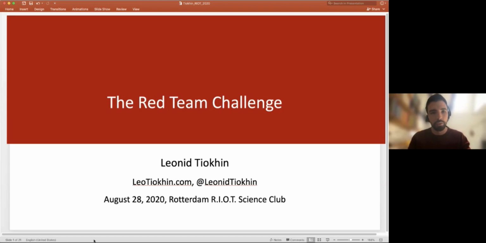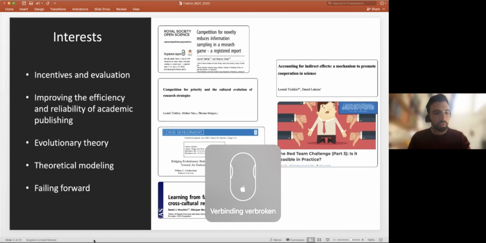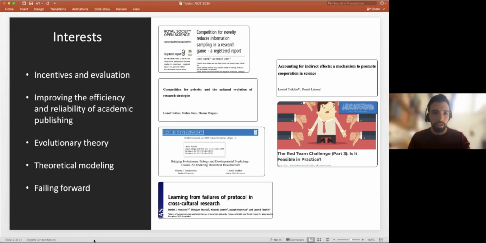And just to introduce myself a little bit before I get into the talk. I'm a postdoc working with Daniel Lakens, and I'm generally interested in incentive structures in science. That is how we can change incentives to improve the efficiency and reliability of science. And I've worked on a little bit of this in some empirical work and some theoretical modeling about incentives for kind of novel results or incentives for priority of discovery. I'm also pretty interested in improving the efficiency and reliability of academic publishing. We have a preprint about using signaling theory from biology to help improve academic publishing in various ways.